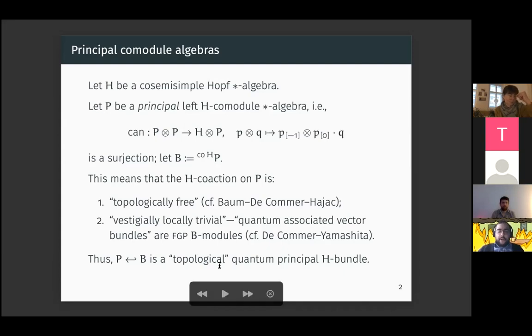And then the analog of a topological principal bundle will be something called a principal left H-comodule star algebra. So it's a star algebra with a nicely behaved left H-coaction, which corresponds to your group action. And then you have this condition where this canonical map from P tensor P to H tensor P, defined in this fashion using Sweedler notation, represents the coaction of H on the element p. This lives in H, this lives in P. This canonical map from P tensor P to H tensor P is a surjection. If you're in this regime where you're co-semi-simple, that's what it amounts to.